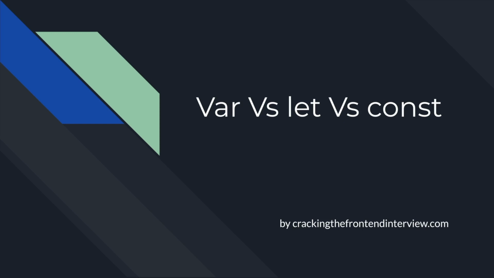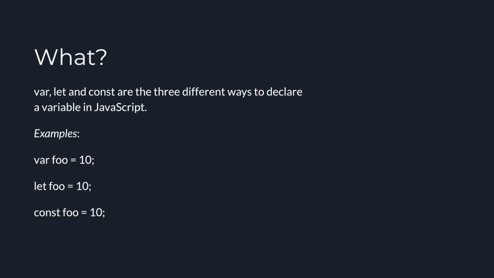In this video, I'll be giving you a brief introduction to various properties and behavior related to var, let and const. So first of all, let us try to understand what are var, let and const. So var, let and const are the three different ways to declare a variable in JavaScript. You can also see some examples of how we can use them to declare variables.